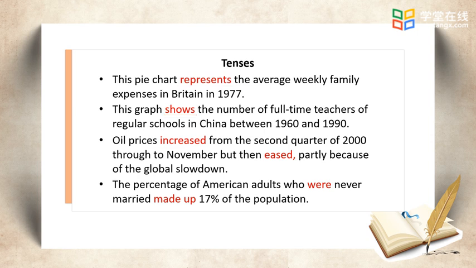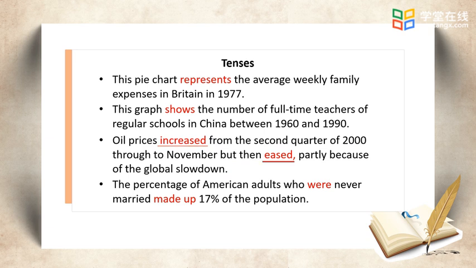The last 2 sentences use past tense. What do they have in common? Why do we have to use past tense here? Let's read them in detail. Oil prices increased from the second quarter of 2000 through to November, but then eased, partly because of the global slowdown.